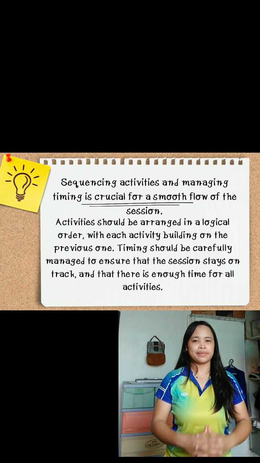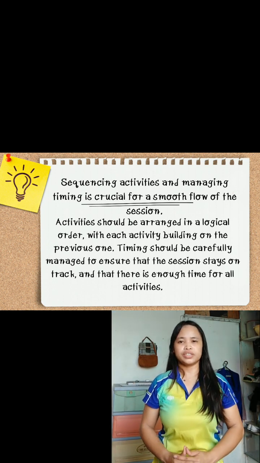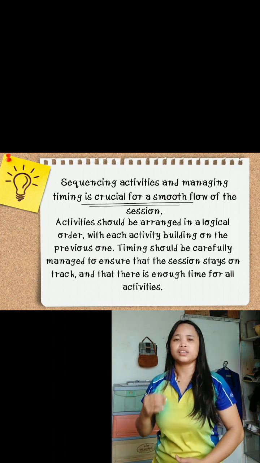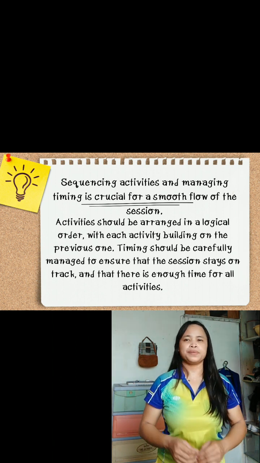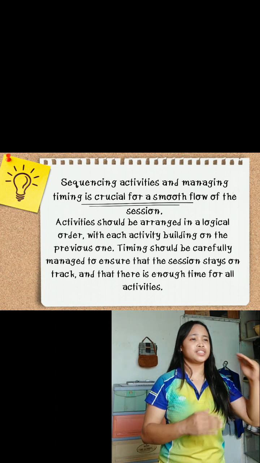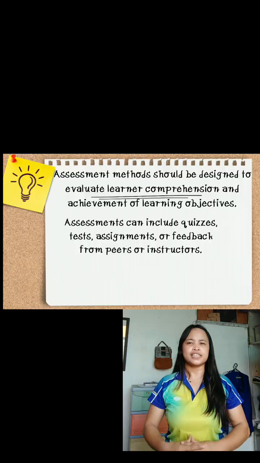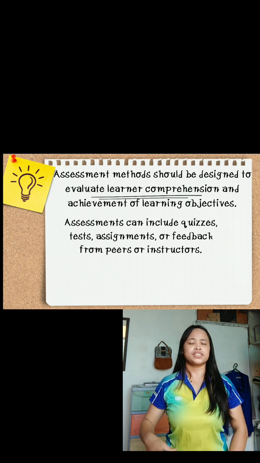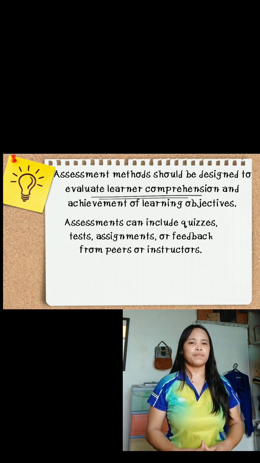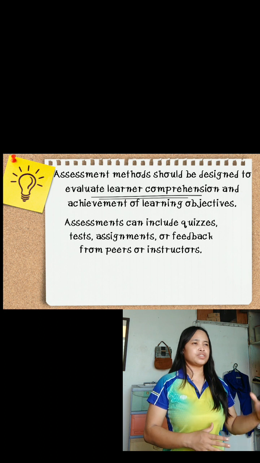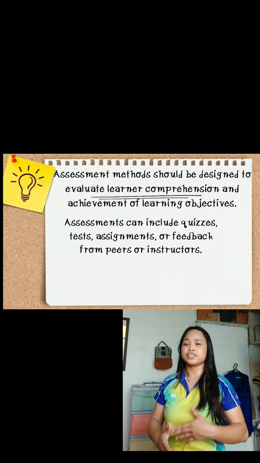The fourth step is sequencing the activities and managing timing. The activities should be arranged in a logical order, with each one building on the previous one. Timing should be carefully managed to ensure that the session stays on track and allows enough time for all the activities. The fifth step is assessment methods, which should be designed to evaluate learners' understanding and achievement of the learning goals. Assessments can include formative and summative assessments, which include quizzes, tests, assignments, or feedback from peers or instructors, or also performance-based activities or assessments.